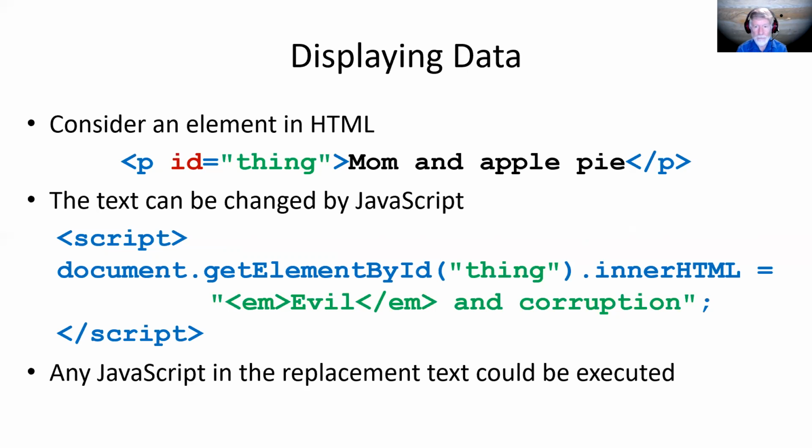So then we have that object. And the innerHTML property of that object specifies what the HTML is. Right now it's mom and apple pie, but we're going to change that. And we'll change it to evil and corruption with some emphasis tags around the word evil. Okay, so that runs, that changes the information in the tag.